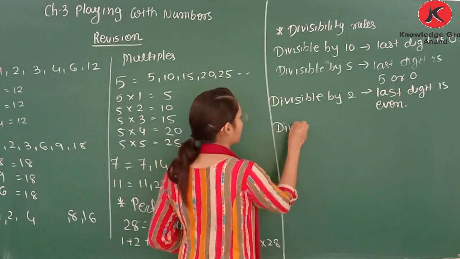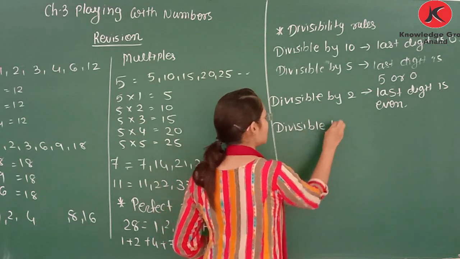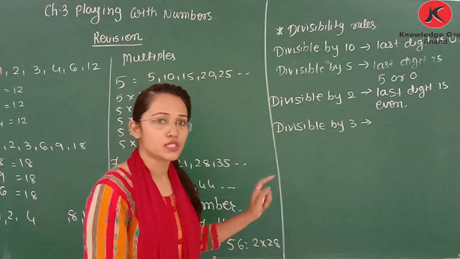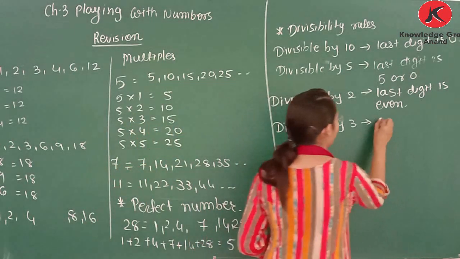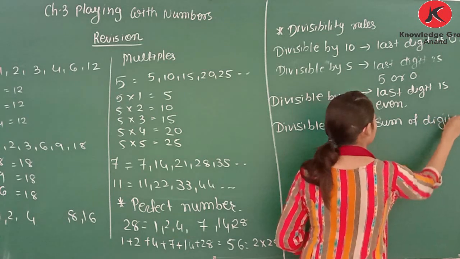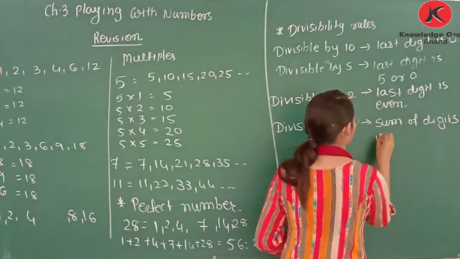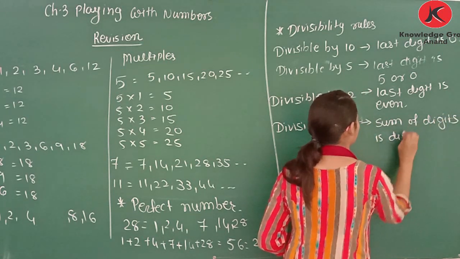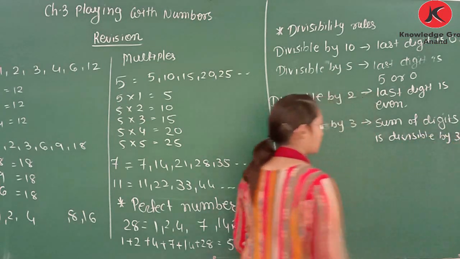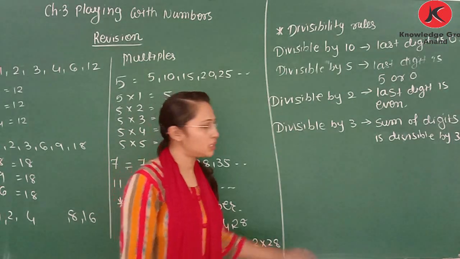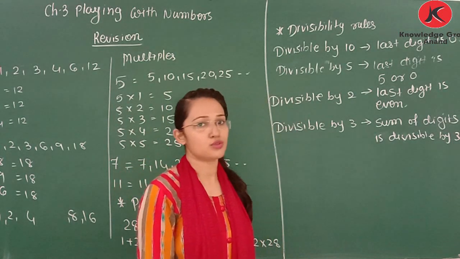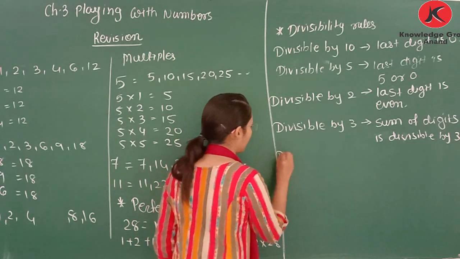Now, divisible by 3. Which numbers are divisible by 3? If the sum of digits is divisible by 3. Sum of digits. Which numbers are divisible by 3? If the sum of digits is divisible by 3, then that number is also divisible by 3.